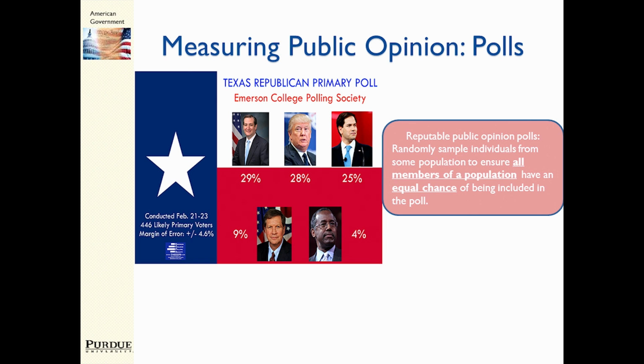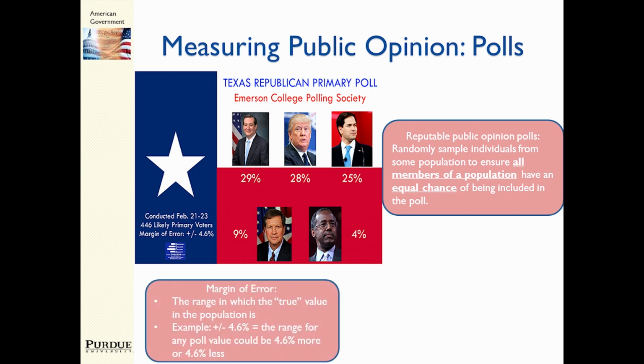First is that reputable public opinion polls, they randomly sample individuals from some population to ensure that all members of the population have an equal chance of being selected. I've already mentioned that, but I reiterate it as a point of importance for thinking about how public opinion polling is conducted. The other thing is that this poll contains a margin of error, the range in which the true value exists in the population.